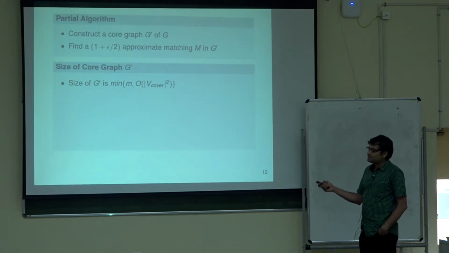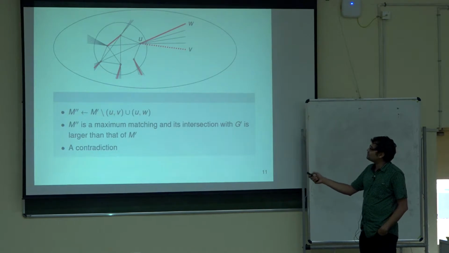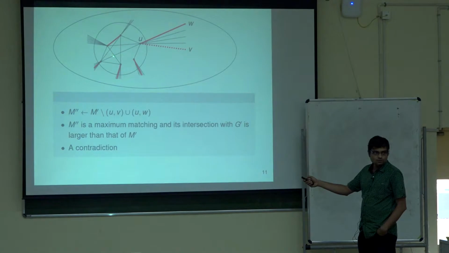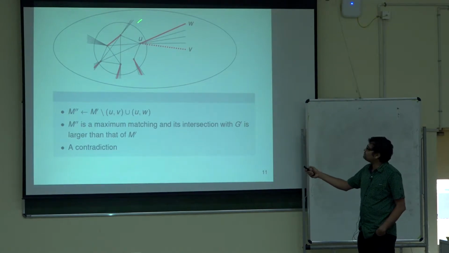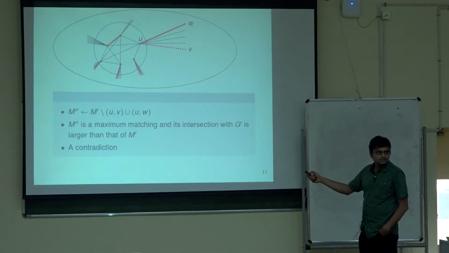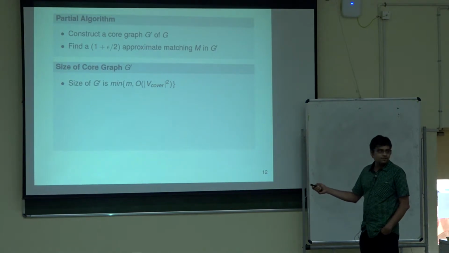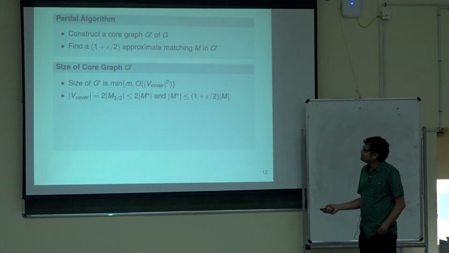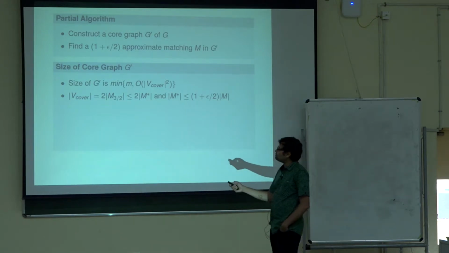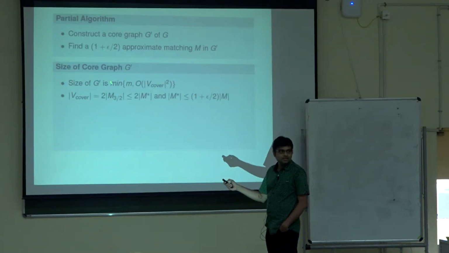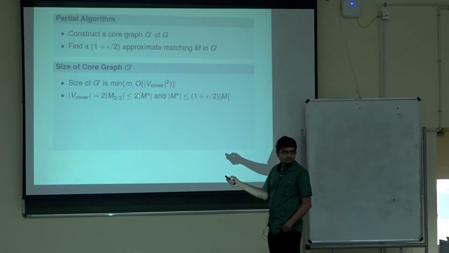As you can see in that picture, for each vertex here, there are V_cover neighbors in the vertex cover and V_cover plus 1 neighbors outside the vertex cover. So you can see the size of this graph is V_cover squared. So this is either the minimum of m or V_cover squared. But this vertex cover we found by using the 3/2 approximate matching of Neiman and Solomon, which is always less than the maximum matching.